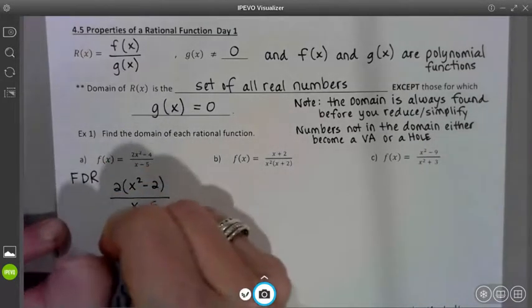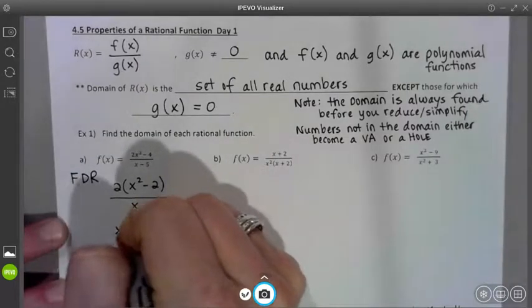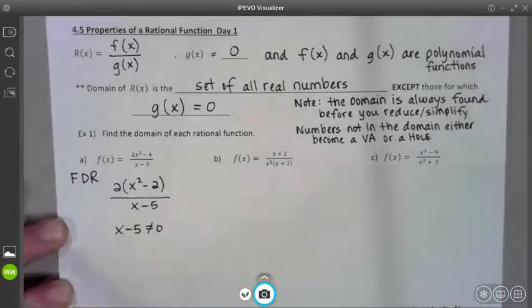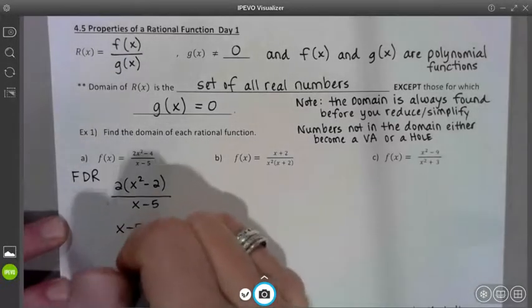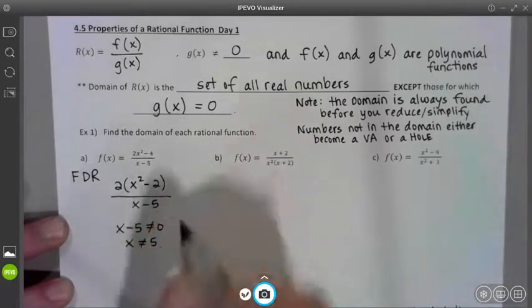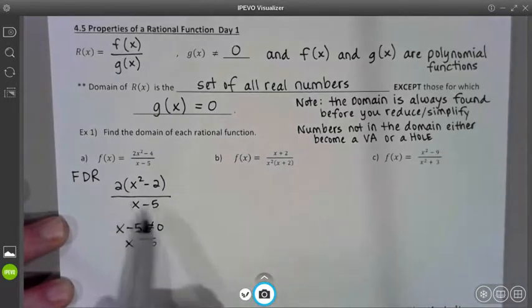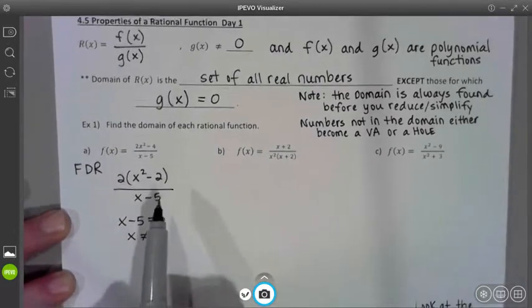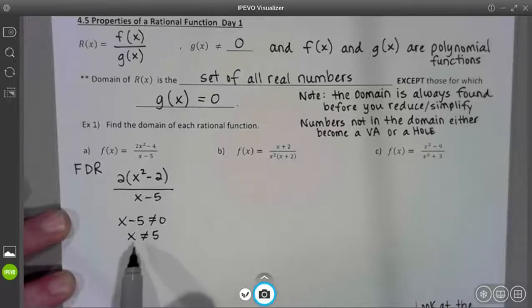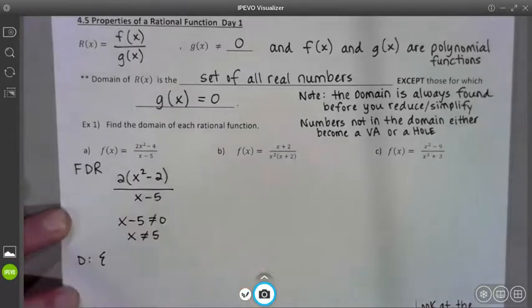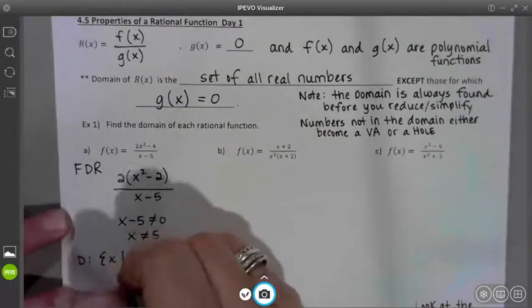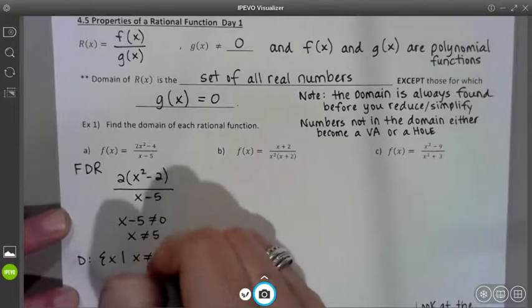So you take the denominator, x minus 5, and say it's never allowed to equal 0. What number is going to make this equal 0? 5. That means x is not allowed to be 5. If you plug 5 into this function, you'll be dividing by 0, which is bad. So the domain is all real numbers except x cannot be 5. In set notation, the domain is the set of x values such that x cannot equal 5.